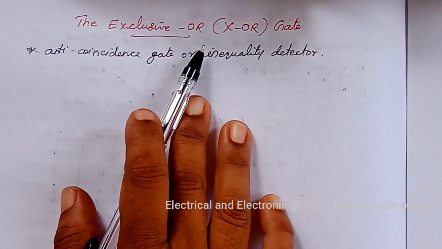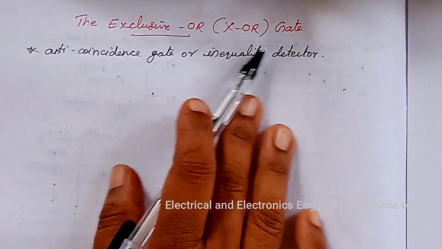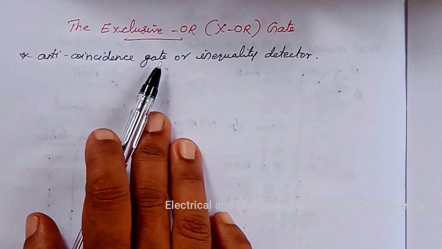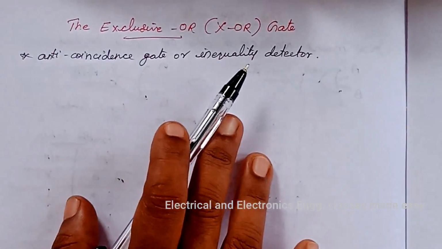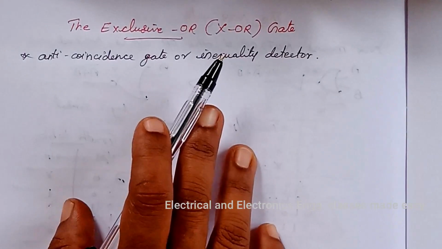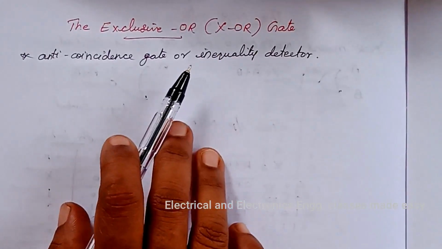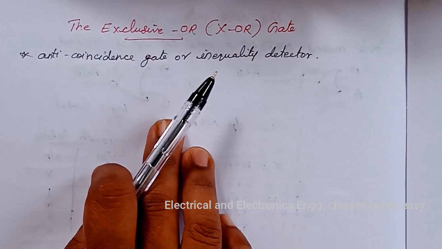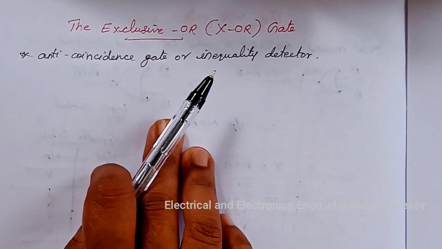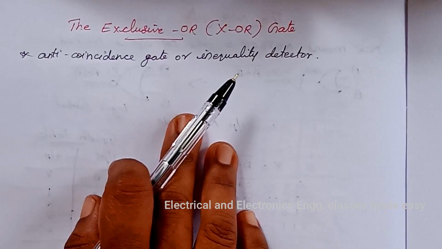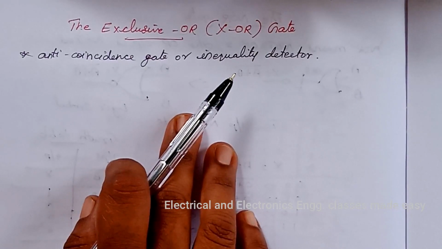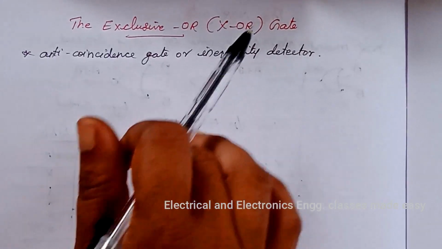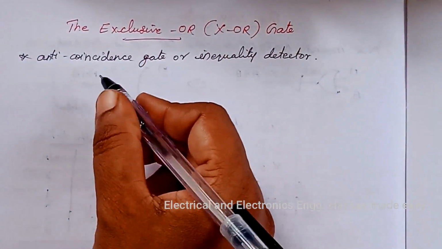Next is the exclusive OR or XOR gate. An XOR gate is a two input one output logic circuit whose output assumes a logic 1 state when one of its two inputs assumes a logic 1 state. Under the conditions when both the inputs assume the logic 0 state or when both the inputs assume the logic 1 state, the output assumes a logic 0 state.